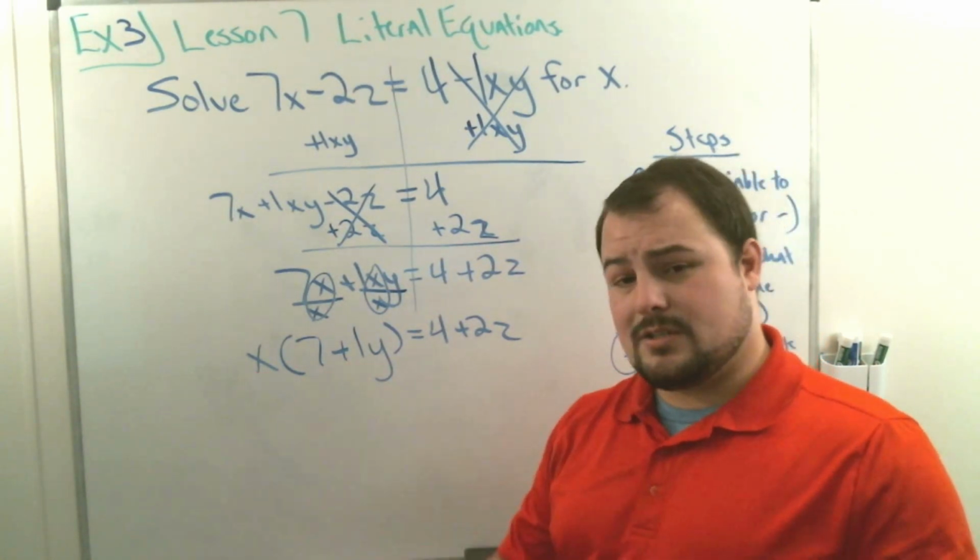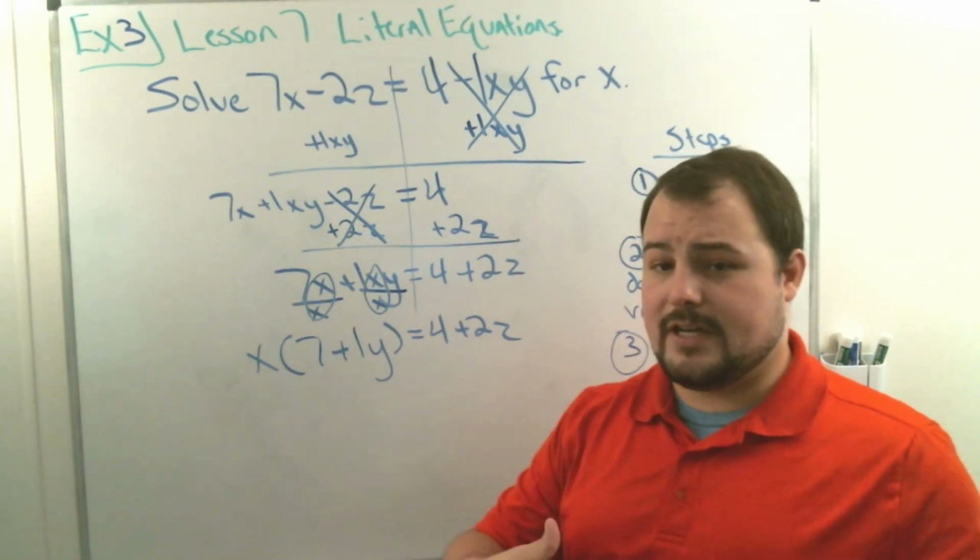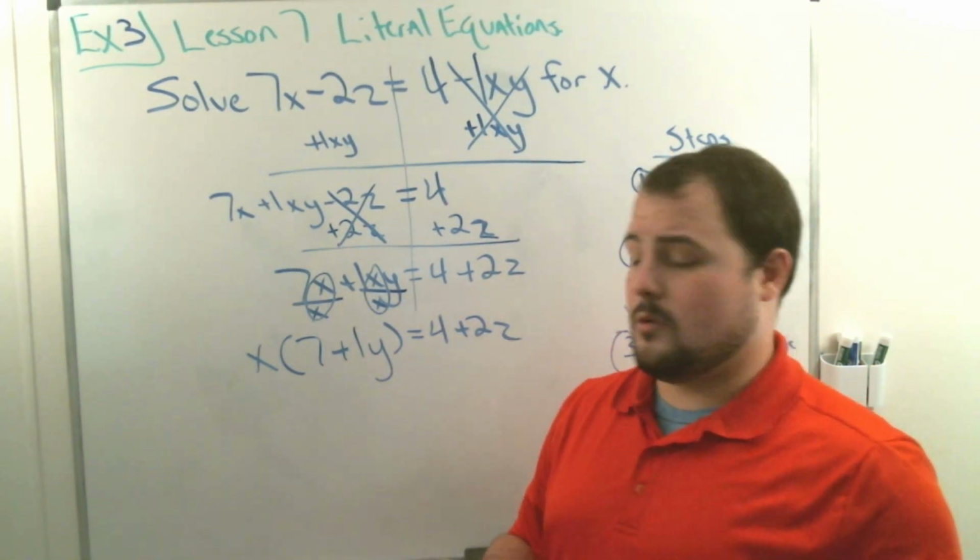So I know that this is correct. It's allowed to be on the outside because I could divide it out, or I could multiply back in and get back where I was.